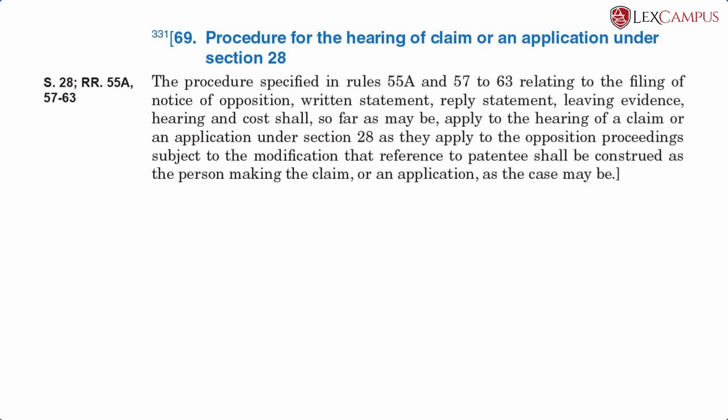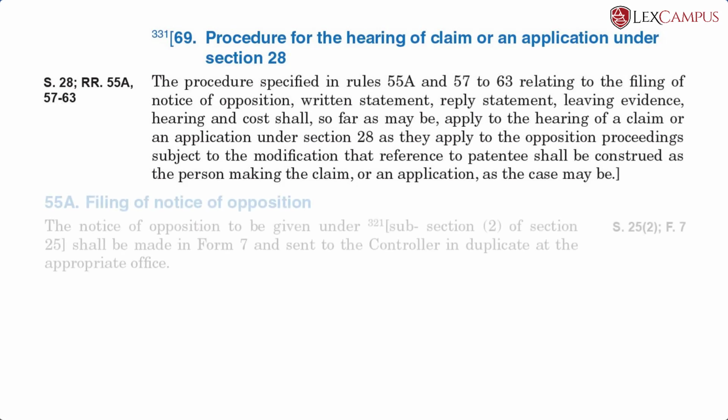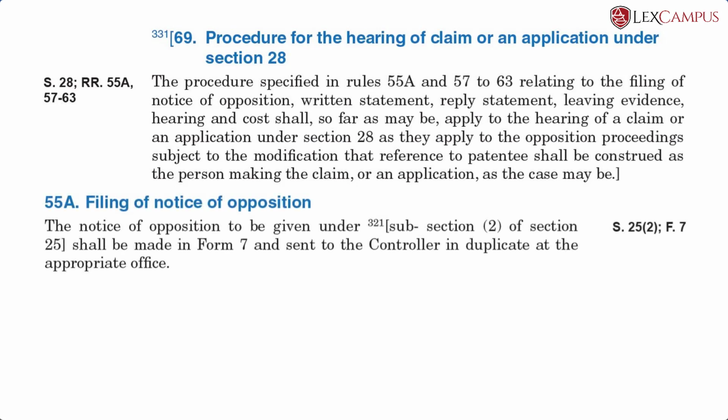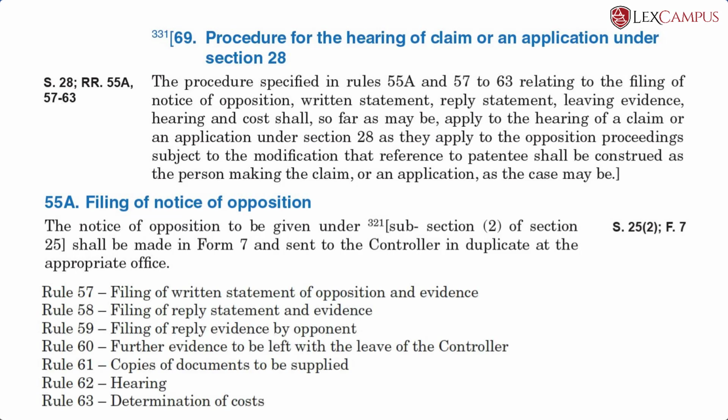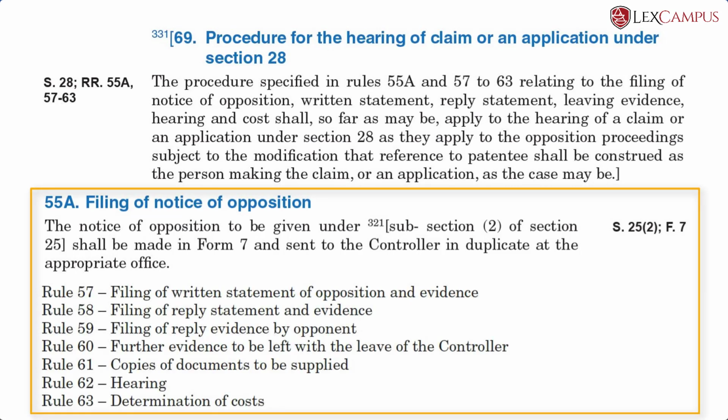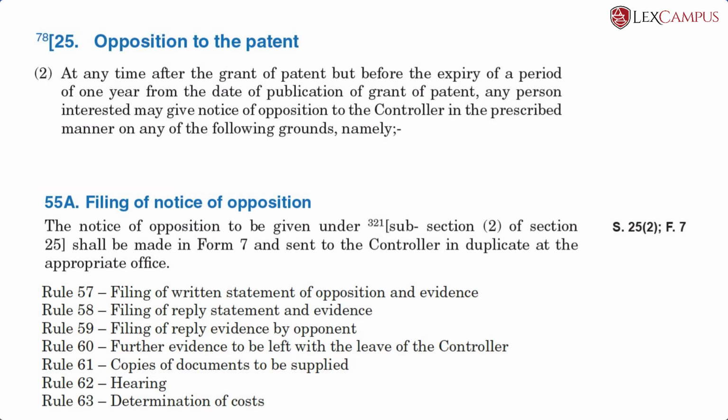That reference to patentee shall be construed as the person making the claim or an application, as the case may be. Now, there is a general rule that we need to bear in mind. Rule 55A and rules 57 to 63 generally talk about the procedure in a post grant opposition. Post grant opposition is an opposition filed under section 25(2). So, post grant opposition is the ideal example of a contentious proceeding before the patent office.